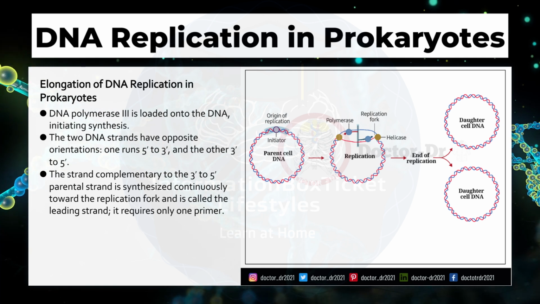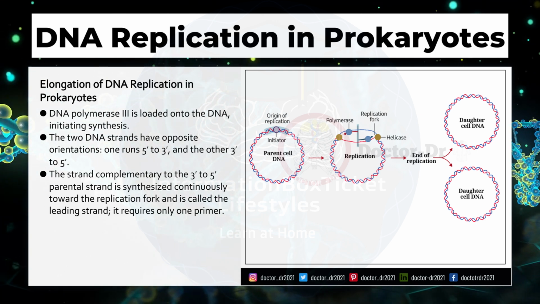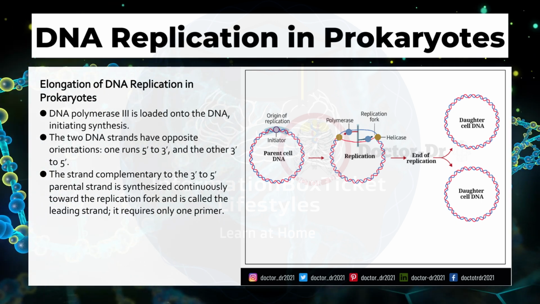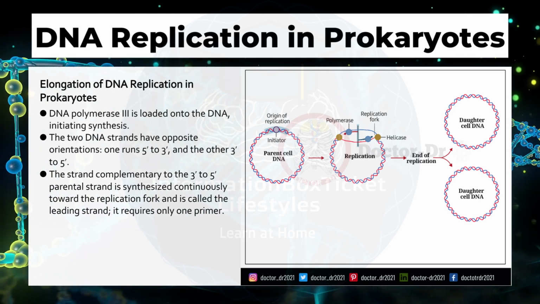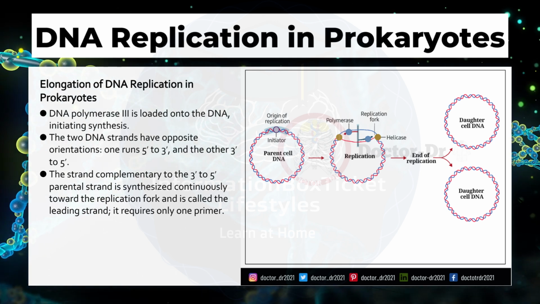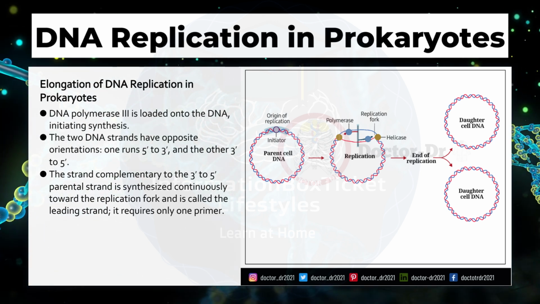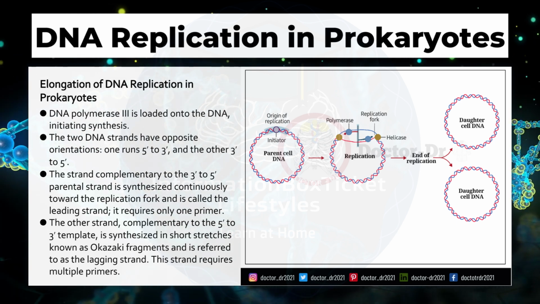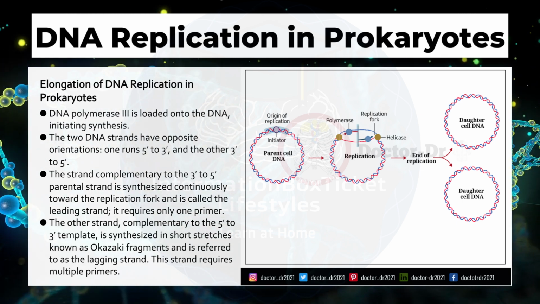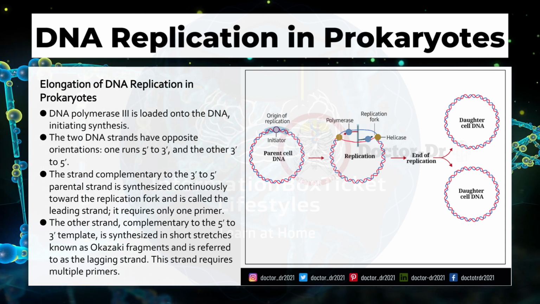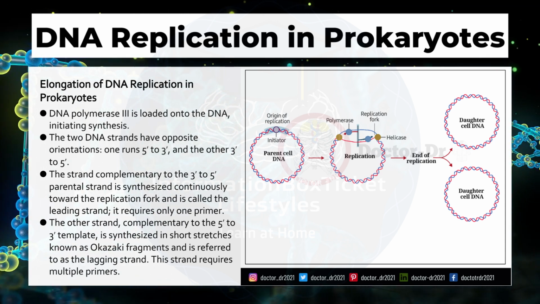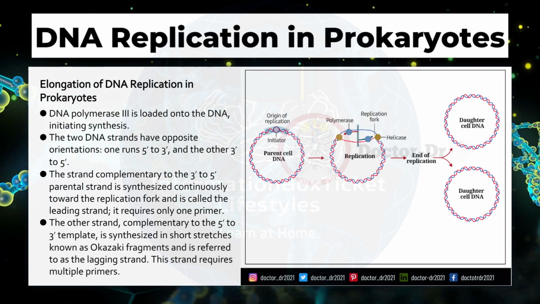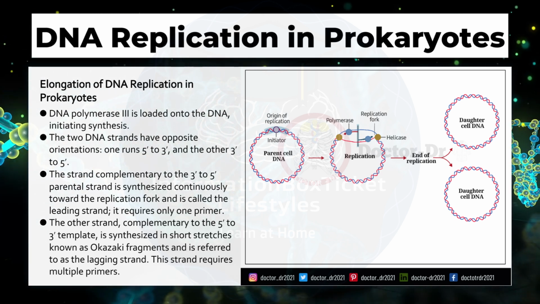The strand complementary to the 3' to 5' parental strand is synthesized continuously toward the replication fork and is called the leading strand. It requires only 1 primer. The other strand, complementary to the 5' to 3' template, is synthesized in short stretches known as Okazaki fragments and is referred to as the lagging strand. This strand requires multiple primers.